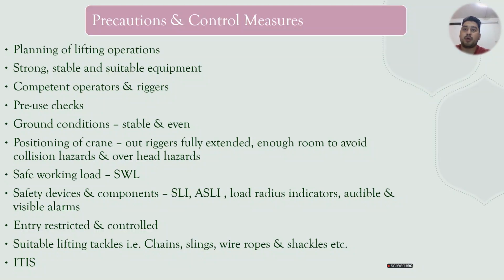Safety devices and components: SLI and ASLI, load radius indicators, audible and visible alarms. These are the safety devices that should be there. Entry restricted and controlled. Where you are going to do the lifting operation, that area should be properly barricaded. Unauthorized people should not be allowed in that area, and the people should be properly controlled, and the vehicles should be controlled also and diverted also.